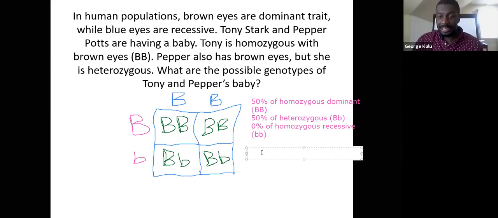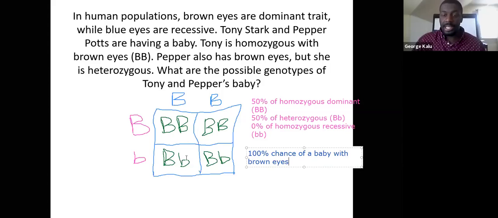So I'm seeing 100%. And so 100% would be correct. 100% chance of a baby with brown eyes. Okay. And so how do we know it's going to be 100%?